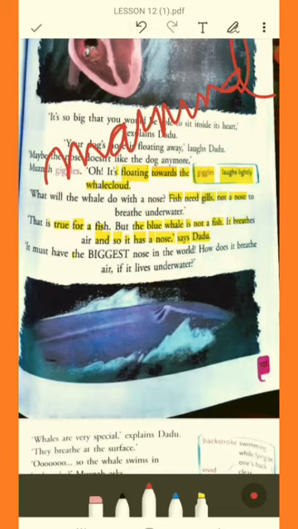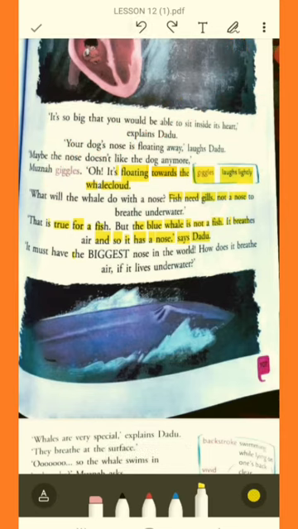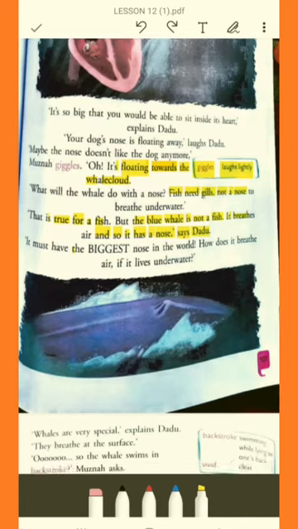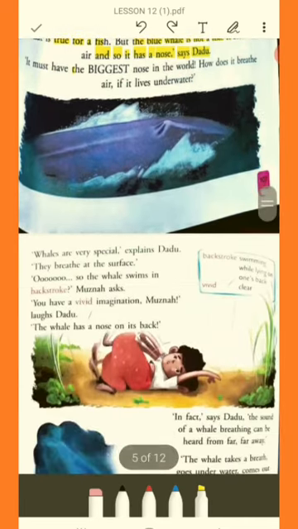So now what will Muzna say? Let's find out. It must have the biggest nose in the world. How does it breathe air if it lives underwater? See, important question, right? Whale lives underwater. We live on land. We get oxygen from trees and all. But underwater, how do whales get oxygen? This is a big question being asked by Muzna to Dadu. Now, what will Dadu say? Let's find out.